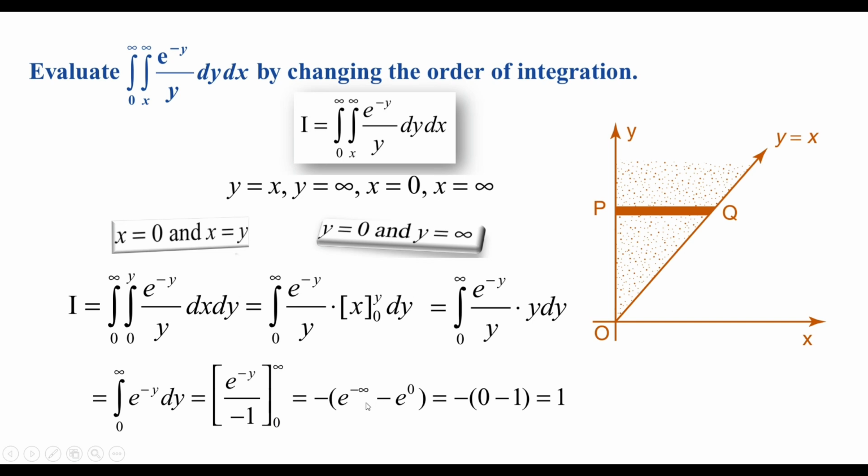e power minus infinity minus e power 0. e power minus infinity is 0. e power 0 is 1. Negative 1 into negative 1 is positive 1. So this is the result of the double integral over the region by the technique of change of order of integration.